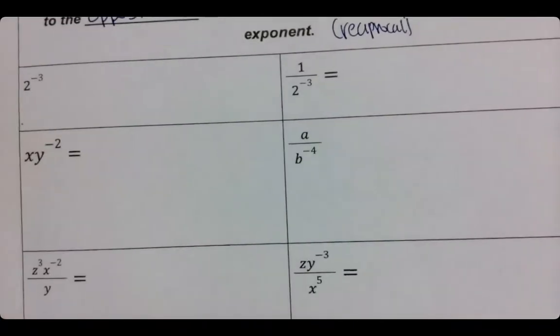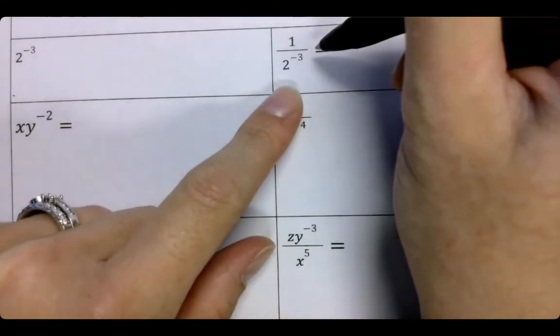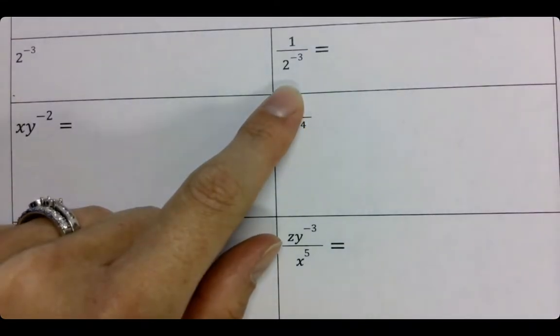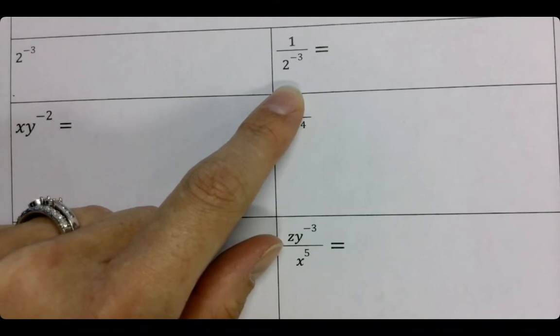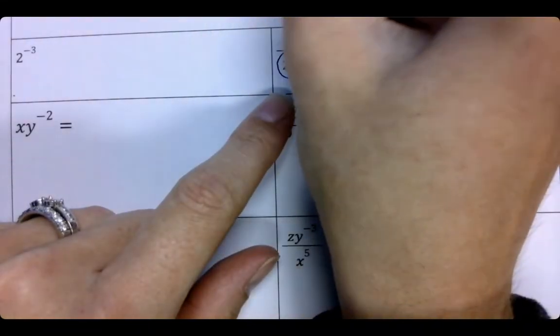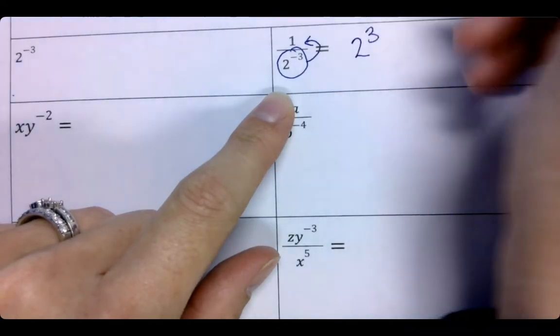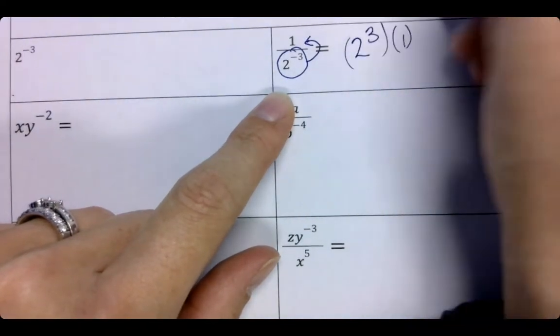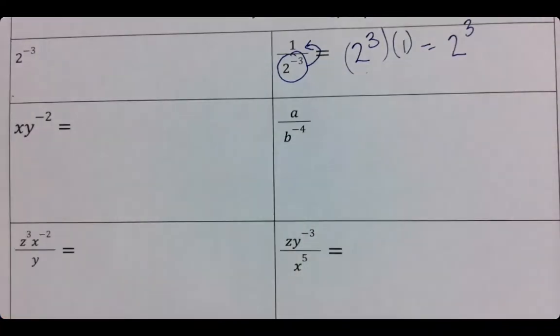Okay. So I'm going to skip this one for right now. I'm going to look at this one. So where is the negative exponent right now? Is it in the top or the bottom? It's on the bottom. So it needs to move to the top. So it's going to be 2 to the third. And technically the one's still there, right? That times 1 would just be 2 to the third. So it moves to the opposite side with a positive exponent.